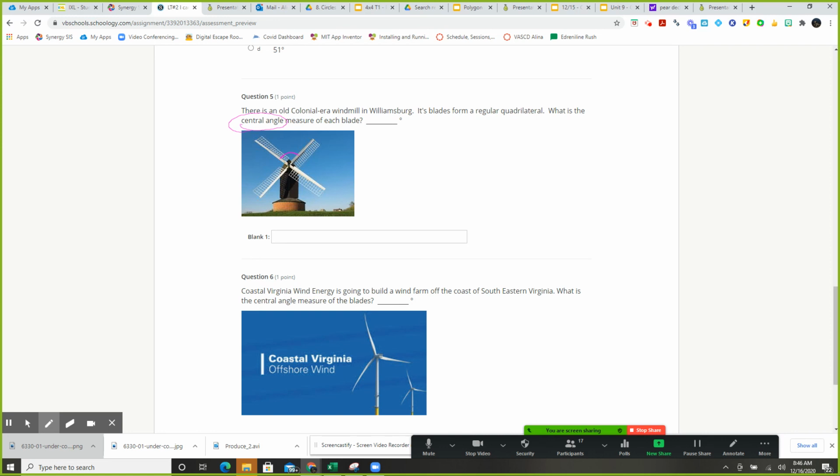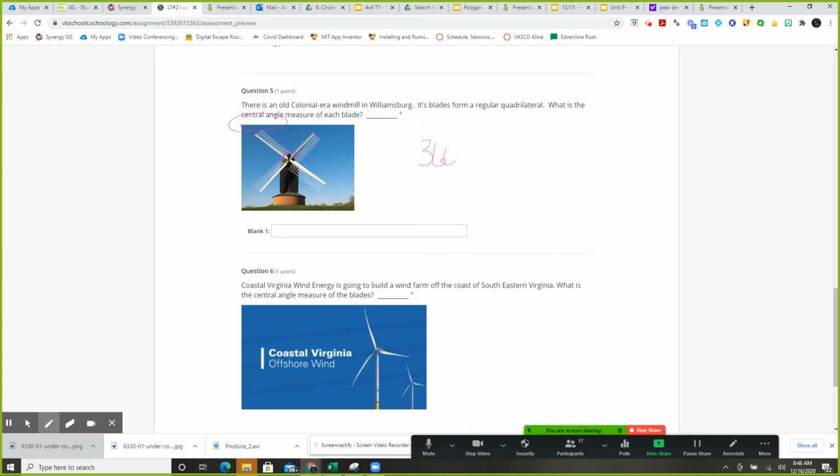360 divided by the number of sides. Absolutely. 360 divided by the number of sides, which in this case is 4. So what's each of those central angles going to measure? 90 degrees. Absolutely. All of those are 90 degrees. Those are like the diagonals of a square that are all exactly the same.